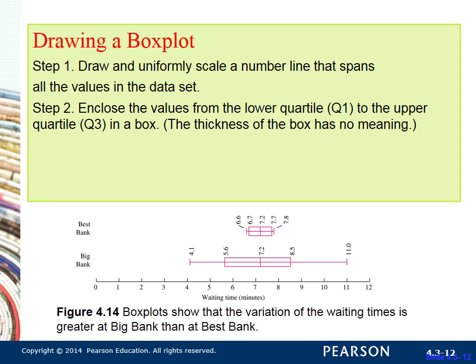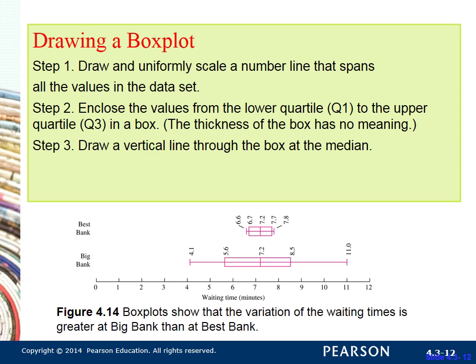All right, once you've got that, you enclose the values from the lower quartile Q1 to the upper quartile Q3 in a box. So what I usually do is just draw a vertical line at Q1, Q2, Q3, and I make a box, and then I already have the vertical line through the box at the median. So I just do my 3 vertical lines all at once. Q1, Q2, Q3, draw the box. That's the box part of, sometimes this is called a box and whisker plot.